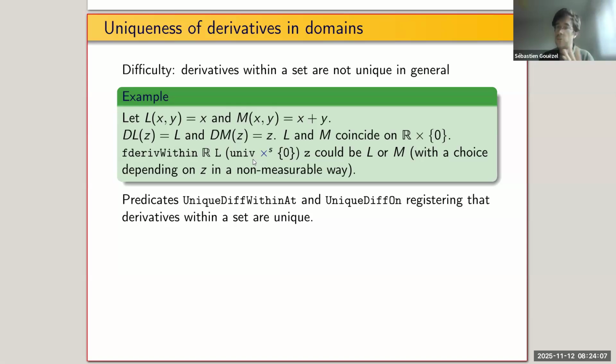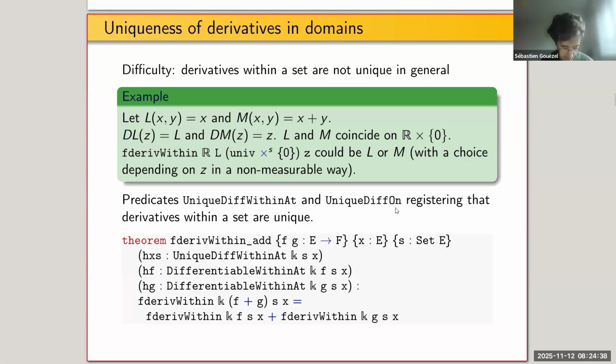And so we introduce some predicates to say that some sets are nicer, some sets have unique derivatives, and we call these UniqueDiffWithinAt. At some point inside the set, the derivative has to be unique. And UniqueDiffOn: at every point inside the set, the derivative has to be unique. And once these predicates are satisfied, then f derivative within is well behaved. Otherwise, don't trust it to be well behaved.